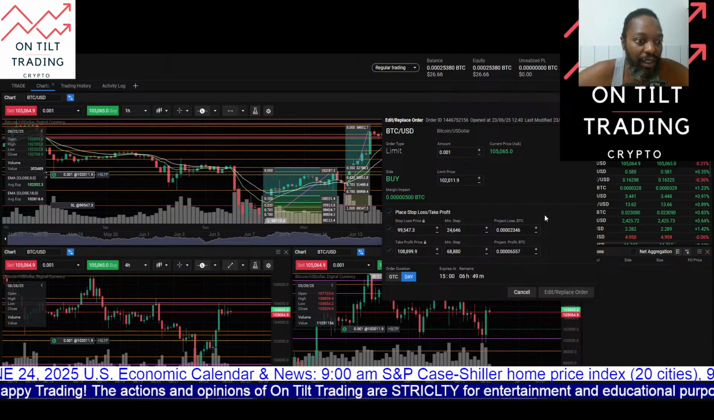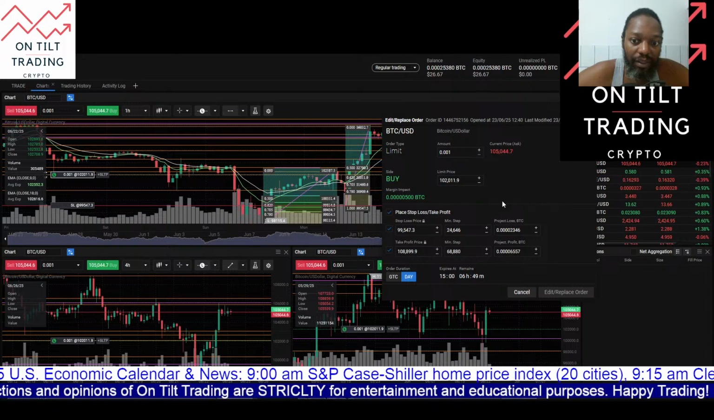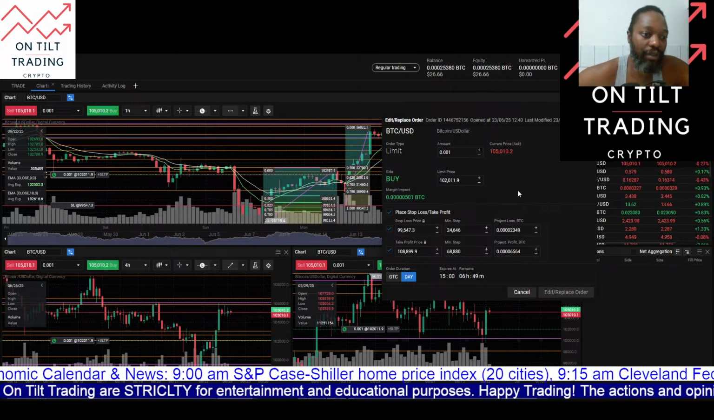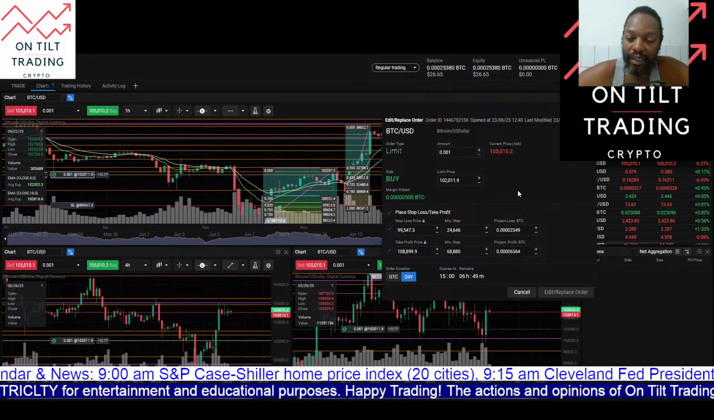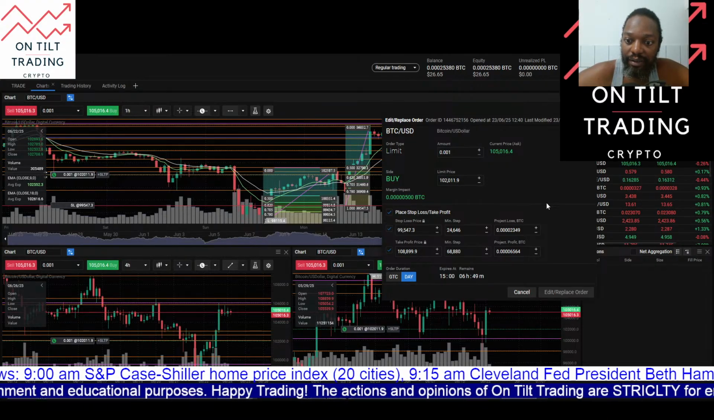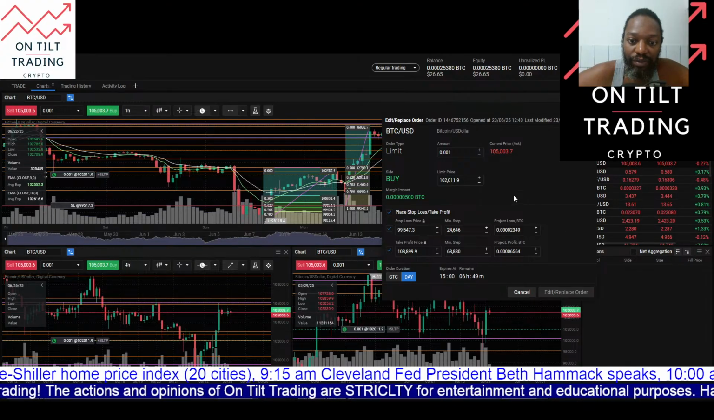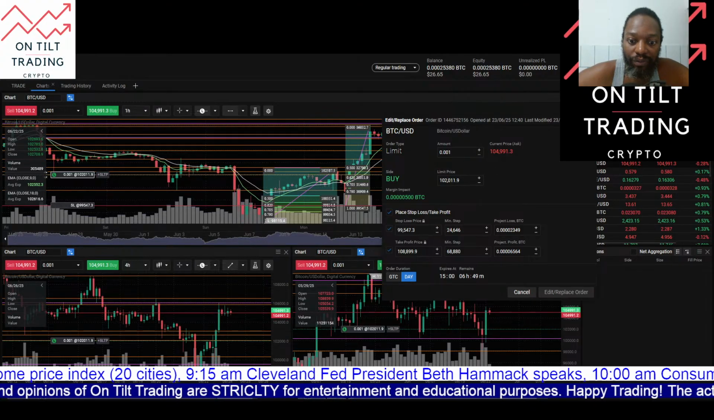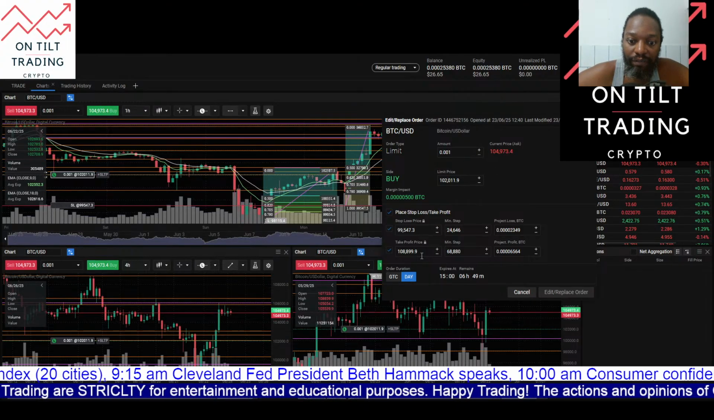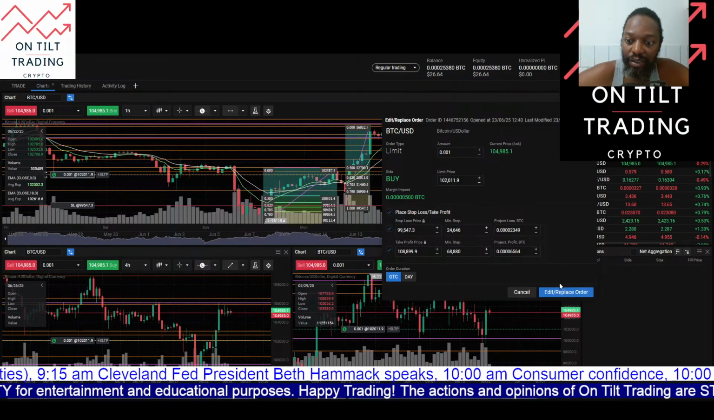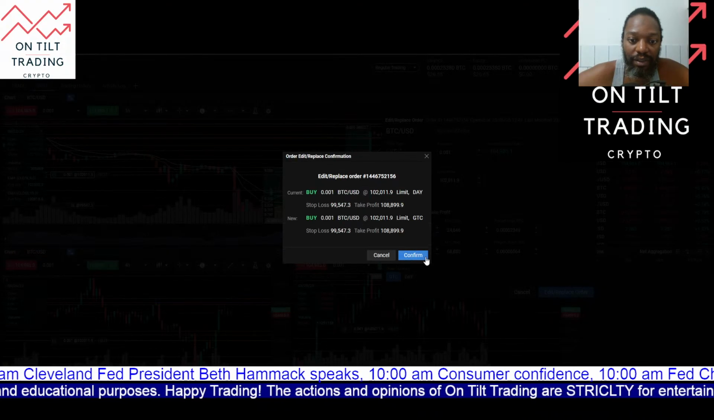Working on this new system here, incorporating more of the ICT trading techniques into my system. So this is around a 3-to-1 reward to risk ratio here for this trade. I'm going to switch to good to close.